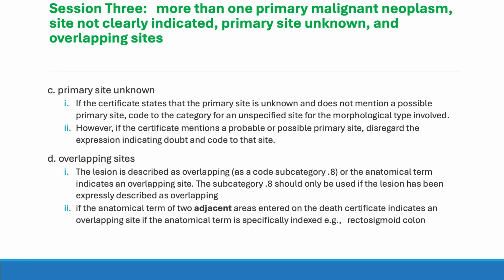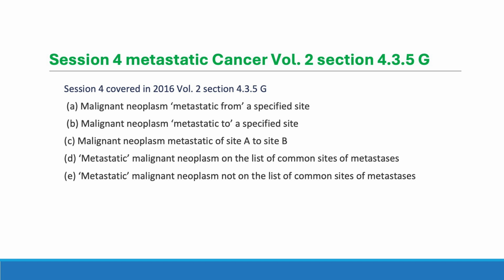Session 3 also addressed complex scenarios in medical coding, including cases with multiple primary malignant neoplasms, unclear site indications, unknown primary sites, and overlapping sites. The session provided specific ICD-10 instructions on coding practices for unknown primary sites and overlapping sites, emphasizing the importance of accurate interpretation of death certificate information and proper use of coding subcategories.